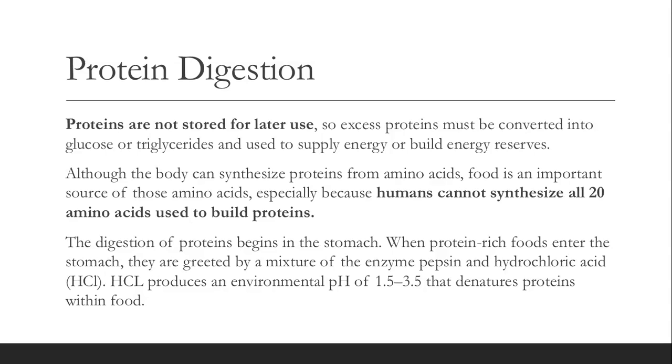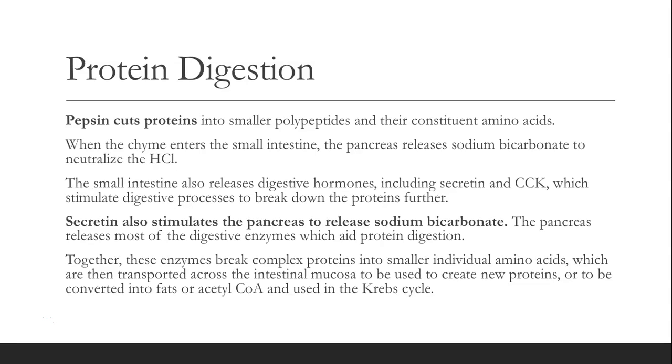The digestion of proteins obviously begins in the stomach because protein-rich foods enter the stomach and encounter a very acidic environment there. You get an enzyme pepsin and hydrochloric acid. Hydrochloric acid has a pH of 1.5 to 3.5. And when you have an environment that is extremely acidic, or just not the ideal environment for a specific enzyme, that enzyme loses its shape, or becomes denatured. And then the enzyme pepsin cuts proteins into small polypeptides, or basically just amino acids.